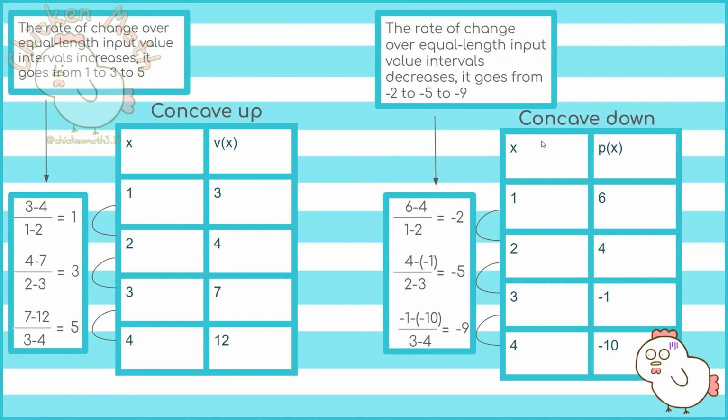Now we have p of x, which is concave down, and we know that because over these intervals given from the table and their corresponding output values, you can calculate the rates of change. So differences between outputs over differences between inputs. We have -2, -5, -9. And since it's decreasing, it's getting smaller, the rates of change are getting smaller. That tells us that p of x is concave down.